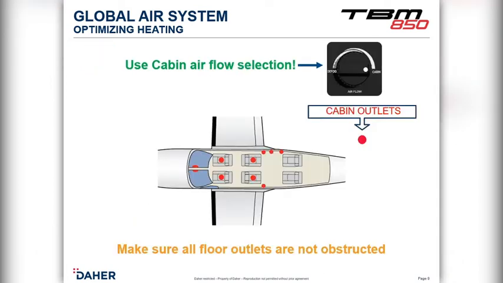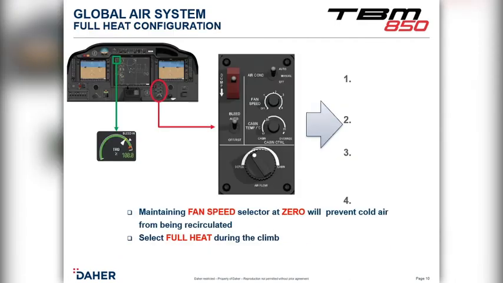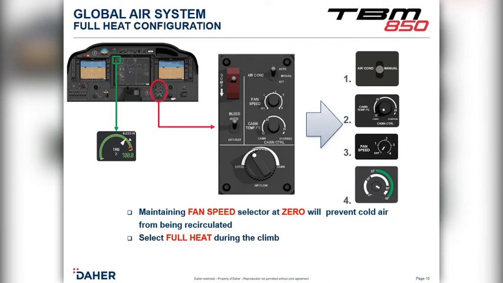Cabin flow selector is for the heat outlets, and the outlets are on the floor, so please make sure that they don't get obstructed. For full heat configuration, first, put your air conditioning to manual, turn your cabin selector to cabin, turn your fan speeds to 0, and select a warm or desired temperature. Maintaining a 0 fan speed will prevent cold air from being recirculated. And remember to select full heat during climb, and this will allow you to be toasty when you hit altitude.